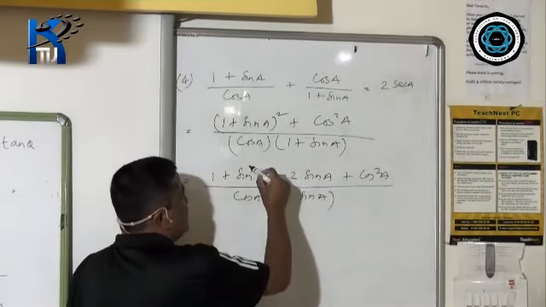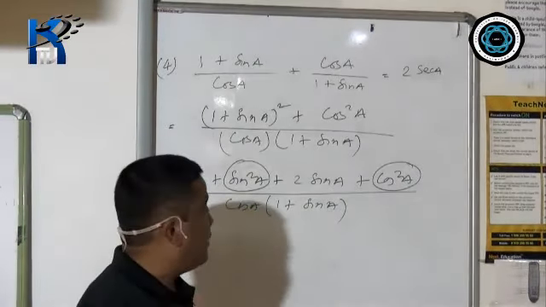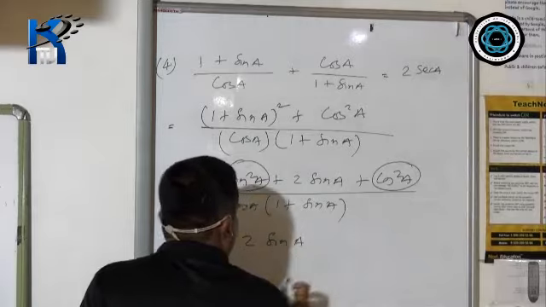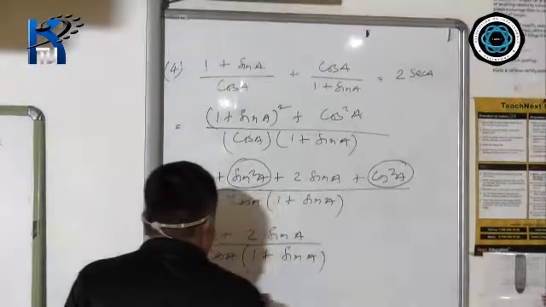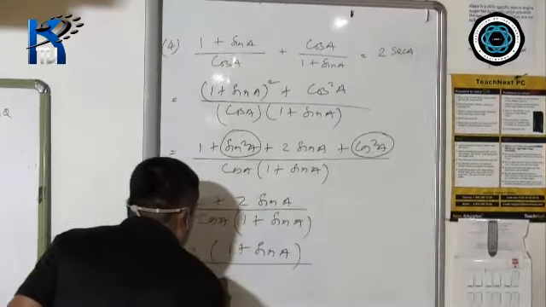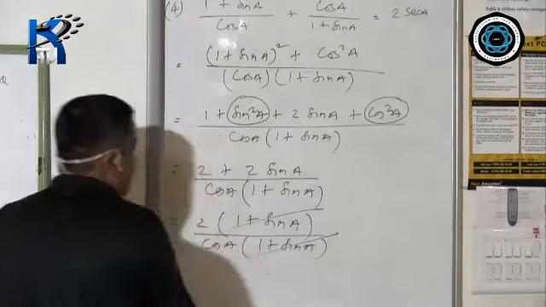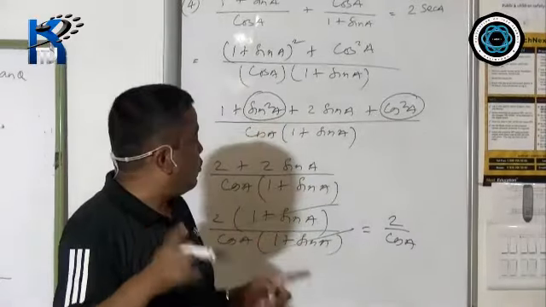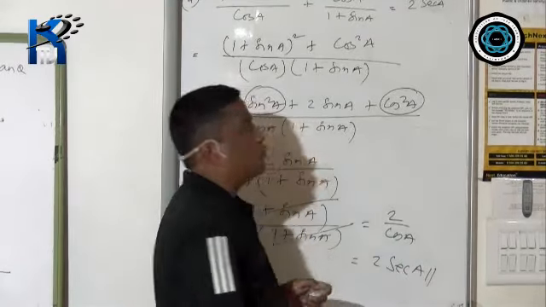Now sin square plus cos square. Sin square plus cos square is 1. 1 plus 1 is 2 plus 2 sin A divided by cos A into 1 plus sin A. After that, if you take 2 common, 1 plus sin A divided by cos A into 1 plus sin A. So 1 plus sin A, 1 plus sin A will get cancel, 2 by cos A. If 1 by cos is sec, then 2 by cos is 2 sec A, hence proved.